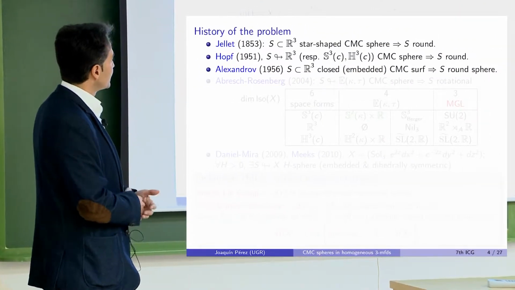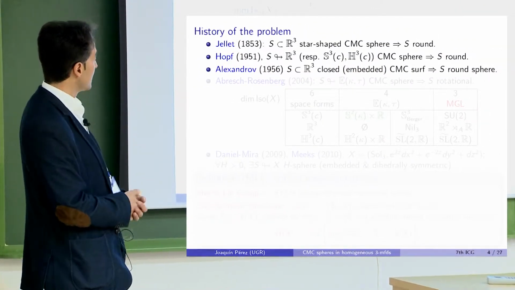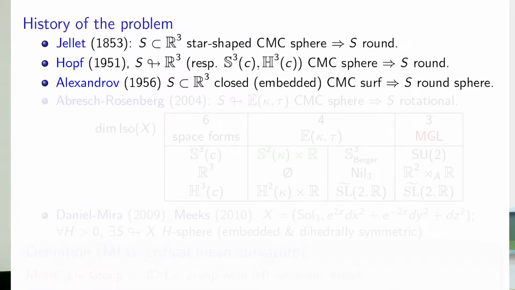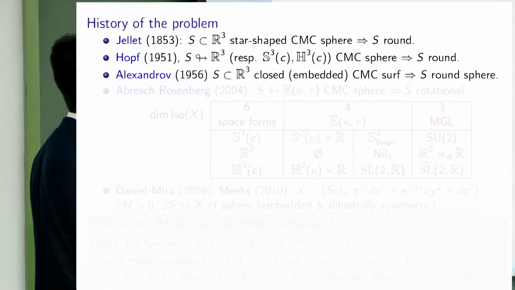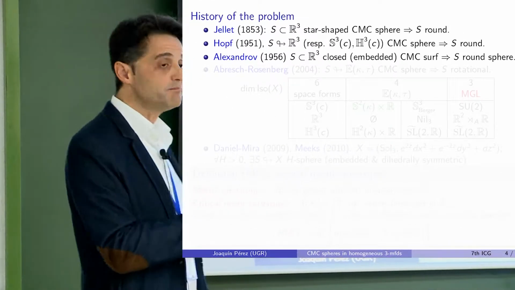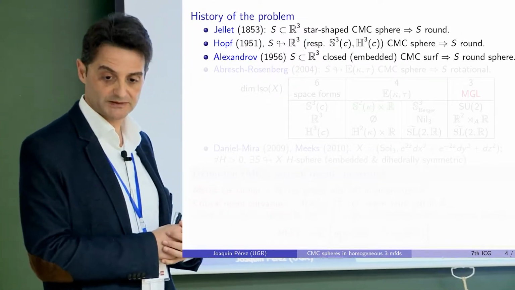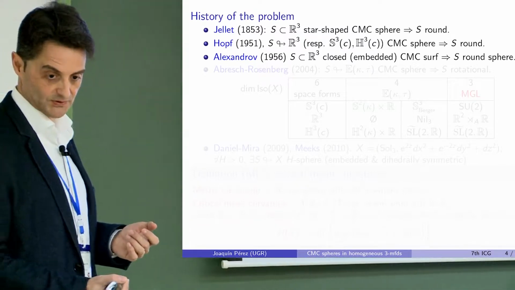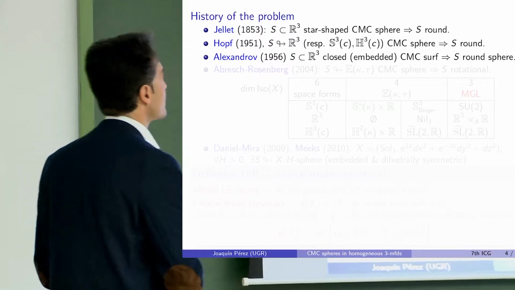Okay, something about the history of the problem. Well, the first three lines there are, I would say, classical. And then the fourth one will be less classical. So here I have written a result by Jellett in the 19th century. He proved that if you are in R3 and consider CMC, constant mean curvature spheres, but you impose star-shapedness with respect to some point, then the surface has to be a round sphere.